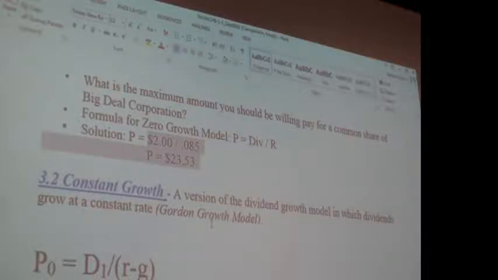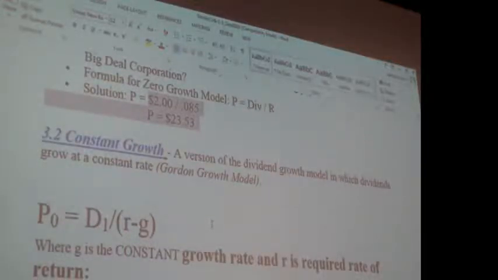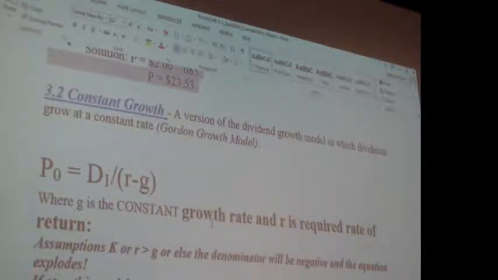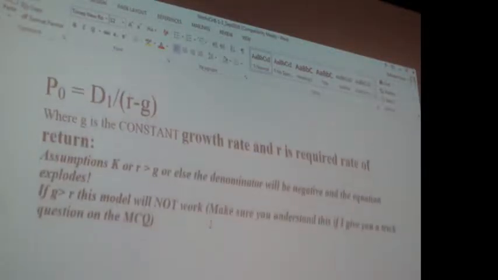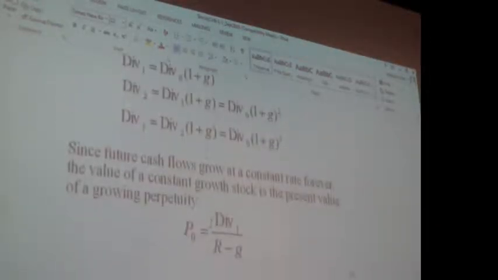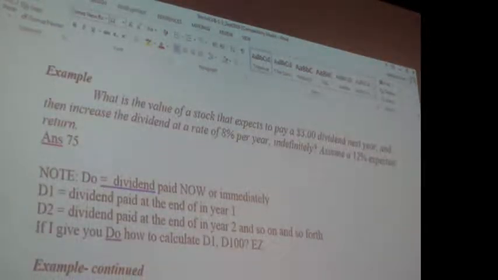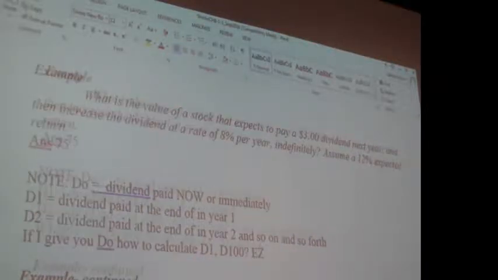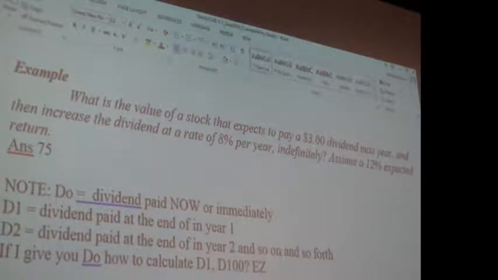The next one we're going to look at is called the constant growth rate. So constant growth rate is P0 equal D1 divided by R minus G. And we will do an example that has the constant growth rate. So what is the value of the stock that expects to pay a $3 dividend next year and then increase the dividend at a rate of 8% per year indefinitely? Assume a 12% expected rate of return.